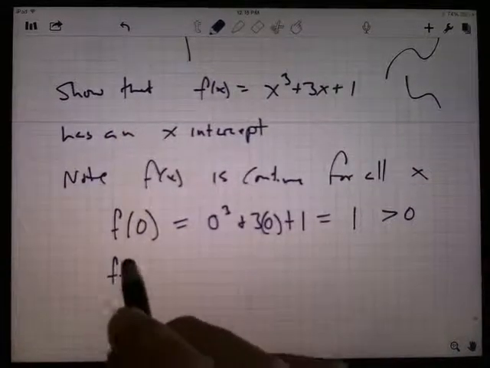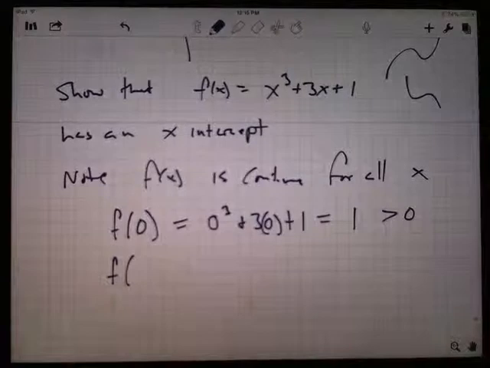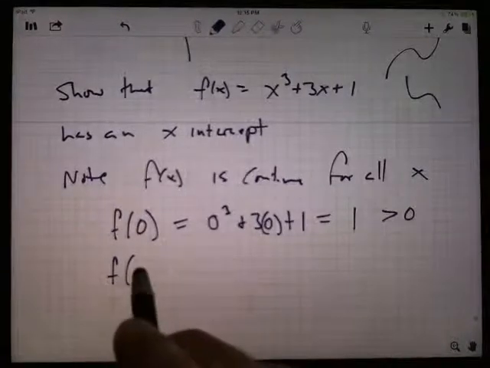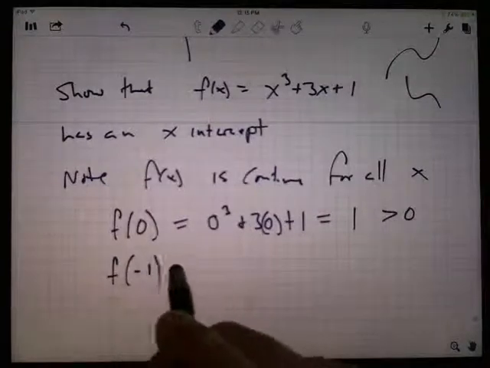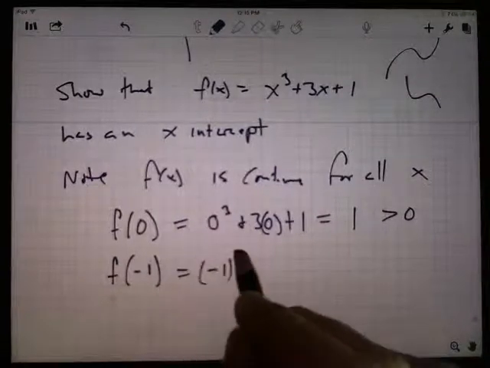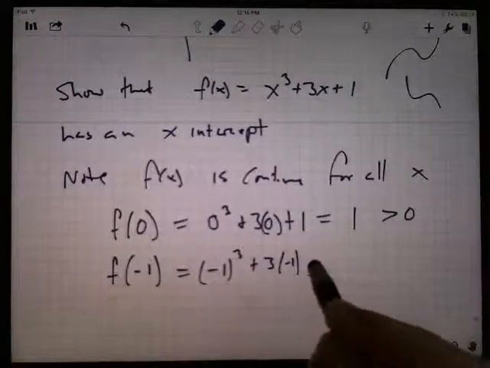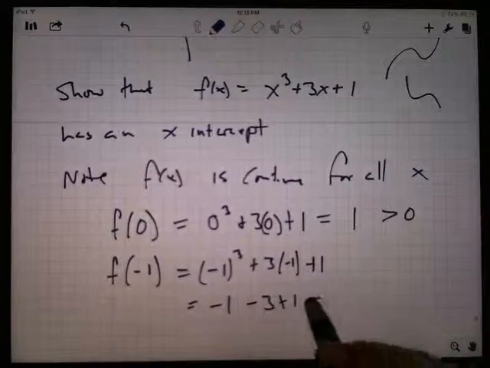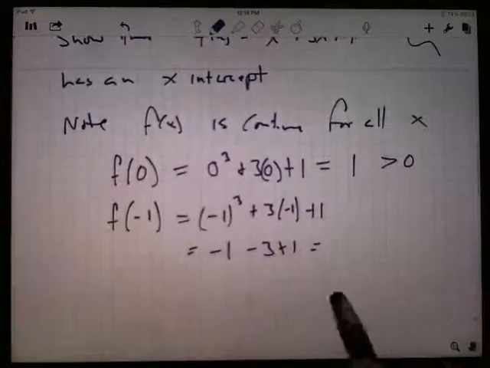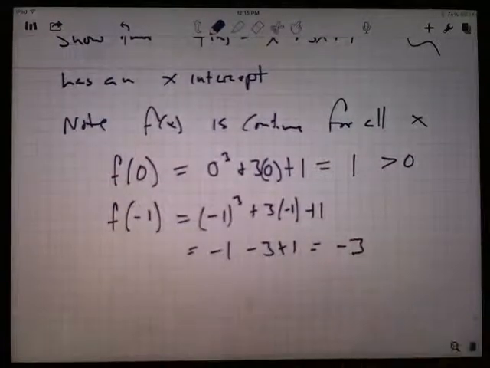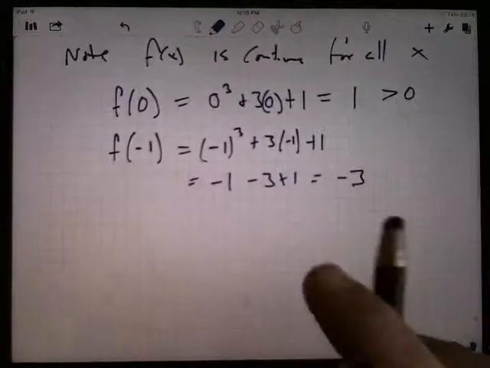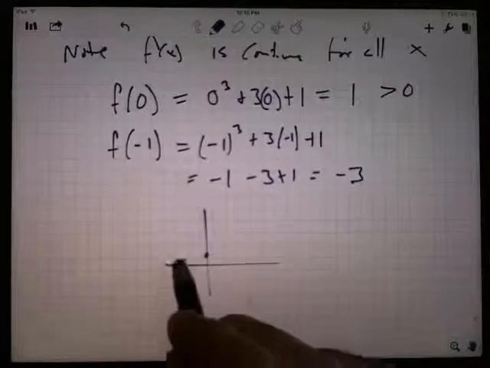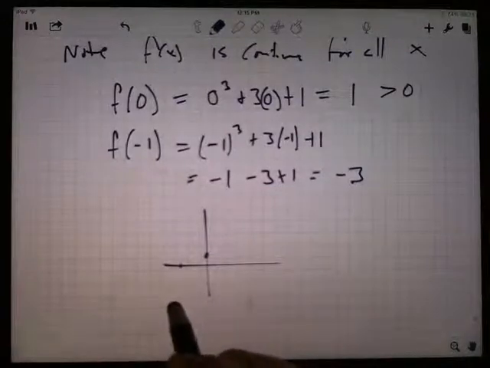I'm also going to try plugging in another point. Now, there's lots of different points I can plug in, and it may seem like I'm randomly grabbing numbers, but I have an ulterior motive here. I'm going to plug in -1. So this would be -1 cubed plus 3 times -1 plus 1, which is -1 minus 3 plus 1, which is -3. So at x equals 0, this function is 1, and at x equals -1, the function is down here at -3.